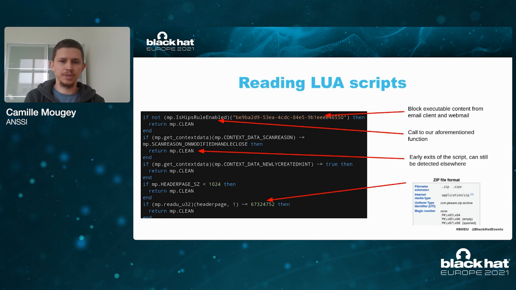So here is an example of what we can find. Here we found that the script is first checking if the rule is enabled. If not, it returns mp.CLEAN. You can think of mp.CLEAN as like a return zero or return false. It's not saying that the file under analysis is actually clean. It's just saying, I don't have any more information in the script. So for instance, here it is trying to test if the rule "block executable content from email client and webmail" is enabled, and then why it has been called, and then checks the header to see if it is actually a zip file or something else.